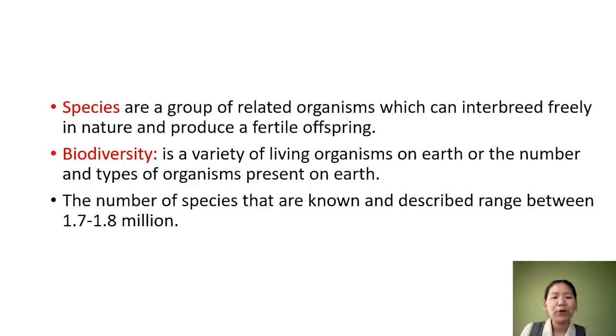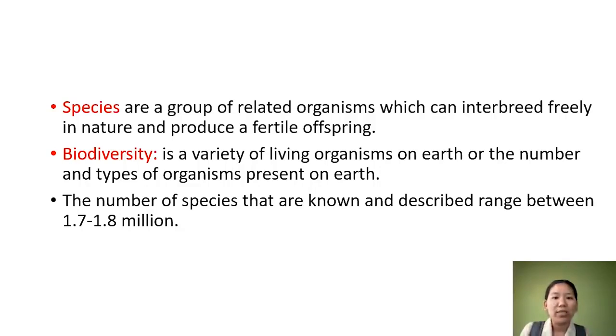The number of species present on the earth forms a variety of life, and we give it a term called biodiversity. So biodiversity is the variety of living organisms on earth. Or we can say these are the numbers and types of organisms present on earth. So the different forms of life on the earth we call biodiversity.